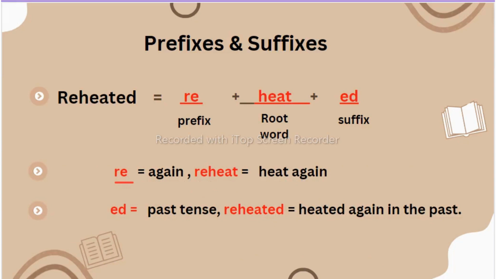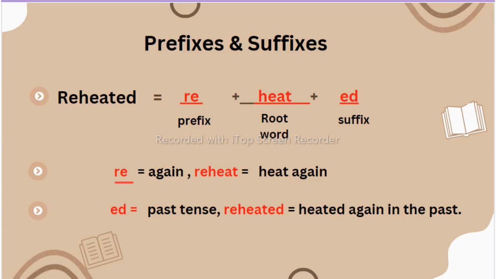Now let's look at the suffix, the end of the word. A suffix can change the part of speech or tense. That means when ed is added to the root word, it makes it past tense. So here by adding ed to this word heat, it becomes a verb which happened in the past. So now we know the word reheated, which means heated again in the past.